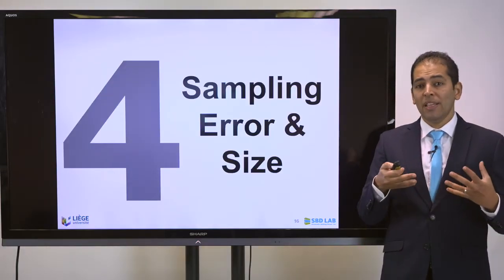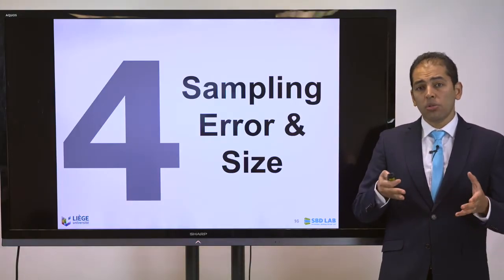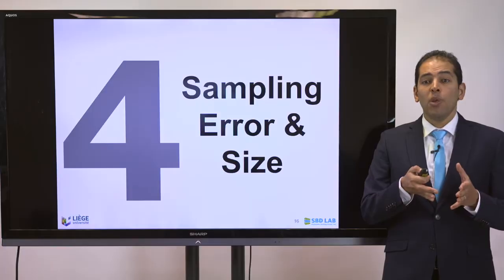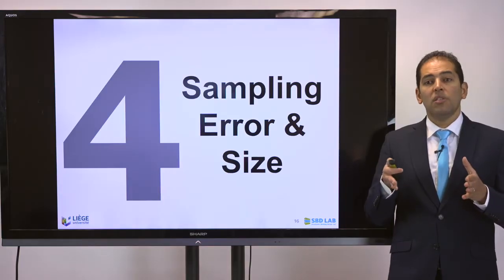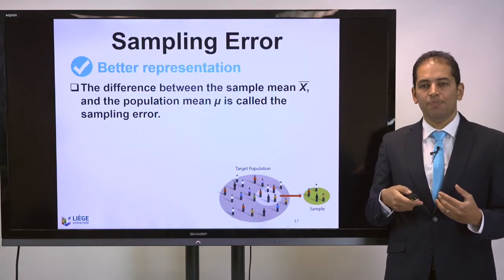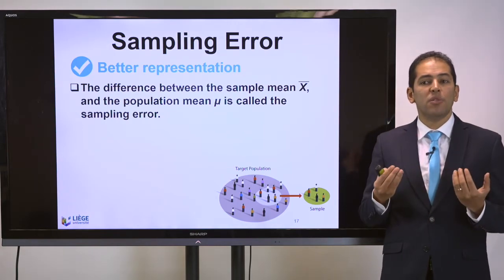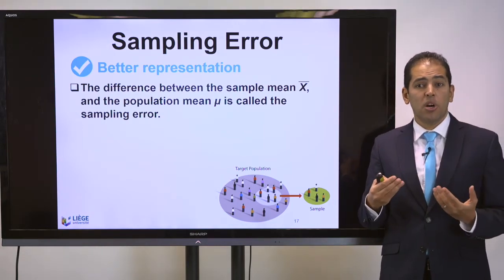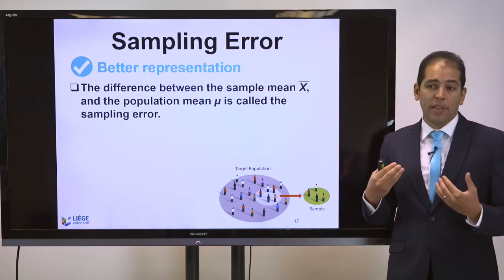But let me now move to the next important item of today's presentation, which is the sampling error and the influence of the sample size. In fact, in order to reduce the sampling error, we must increase our sample size. The larger our sample size, the smaller our sampling error, and by that we achieve higher representation. Now, when we look at better representation, we need to look at the difference between the sample mean, the x bar, and the population mean, mu, which is called the sampling error.